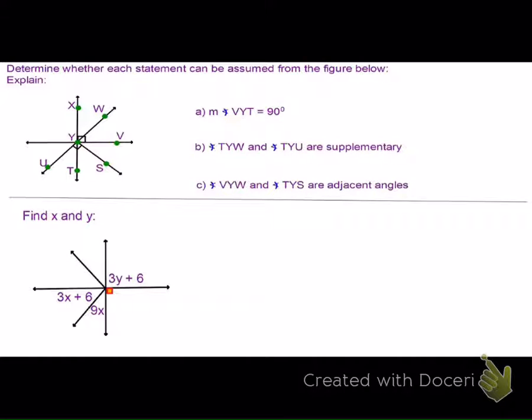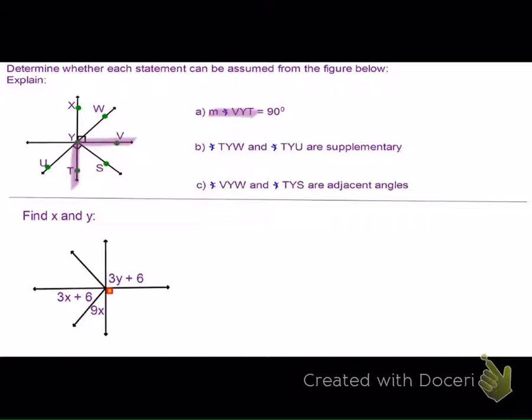Okay, here we go. So determine whether each statement can be assumed from the figure below. So remember, you have to have markings to assume this. So measure of angle VYT is 90 degrees. Can we assume that that is 90 degrees, and why? So is VYT 90 degrees, and can we assume that, and why? What do we think?